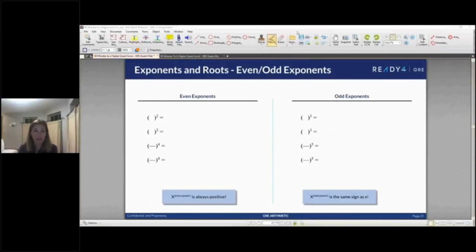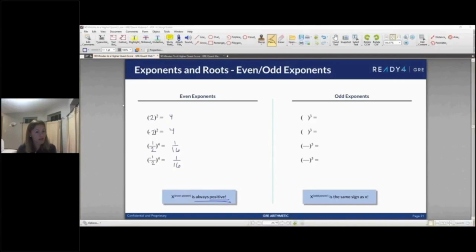Exponents and roots. So now we get to the good stuff, in my opinion. This is meant to show you that when you have even exponents, you can only ever end up with a positive number. It doesn't matter if I do 2 squared, I get 4, or negative 2 squared, I still get 4. Same is true for fractions. If I do 1/2 raised to the 4th power, that's 1/16. Same with negative 1/2 raised to the 4th power, I still get 1/16. Anytime you have an even power, it's always, always positive.